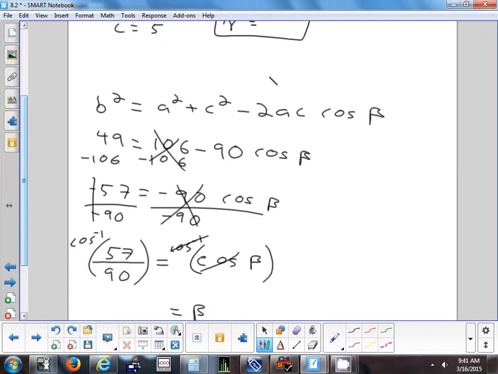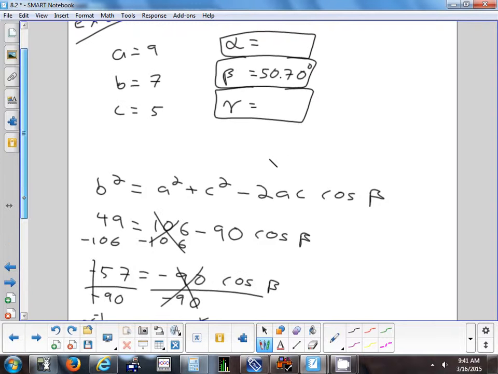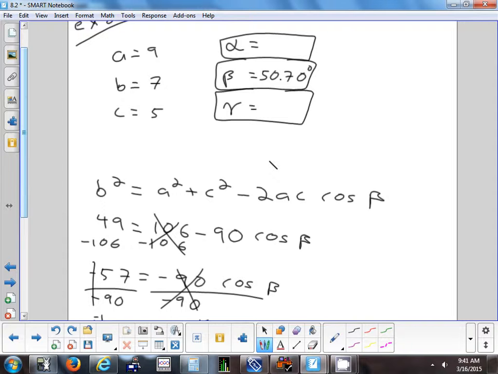Okay, now you do the same thing one more time. Either find alpha or gamma, and then once you get 2 of them, you can add up and subtract from 180. If you want to be really sure, you could find all three answers separately here, because you know all the sides. So in that case, you could actually make a mistake on one part and be okay on the other parts, if you found all three answers separately.